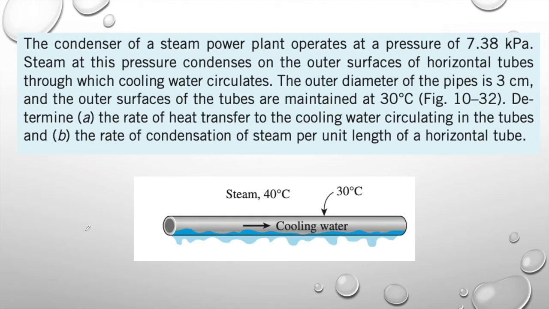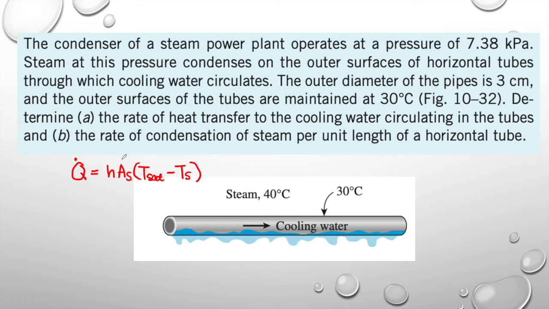So the question asks us to determine the rate of heat transfer to the cooling water circulating in the tubes and the rate of condensation of steam per unit length of horizontal tubes. So for the first question, we have to determine what is the Q dot. To determine the Q dot, we will use the equation of H times T saturation minus T surface.